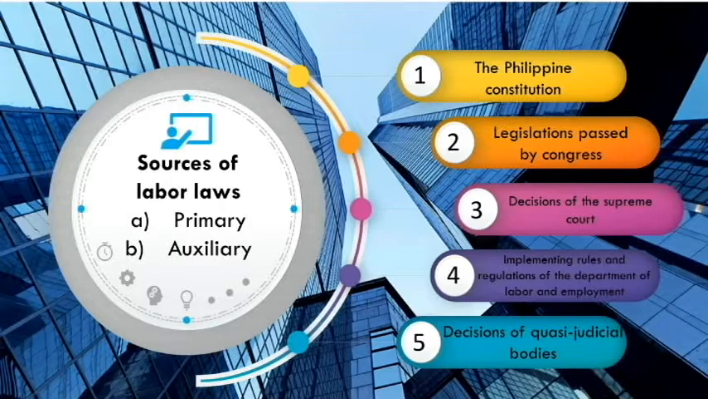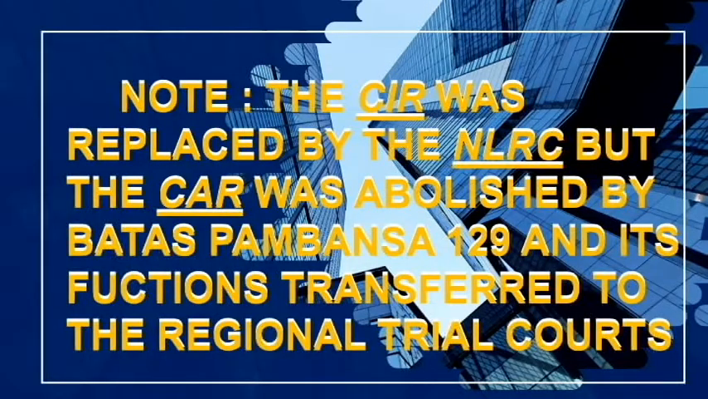Sources of labor law, primary and auxiliary. The first one is the Philippine Constitution. The second one is laws passed by the Congress. Third one is decisions of the Supreme Court. Fourth one is implementing rules and regulations of the Department of Labor and Employment. The last one, decisions of quasi-judicial bodies. Note that the CIR was replaced by the NLRC but the CAR was abolished by Batas Pambansa 129 and its function transferred to the regional trial court.